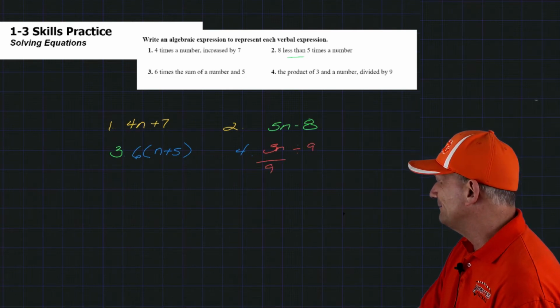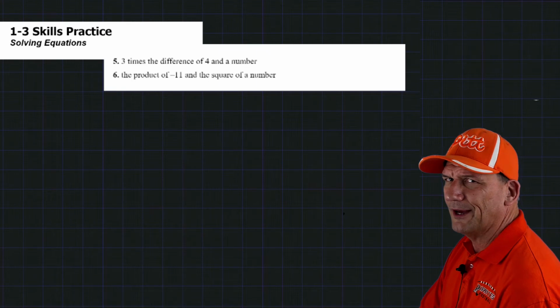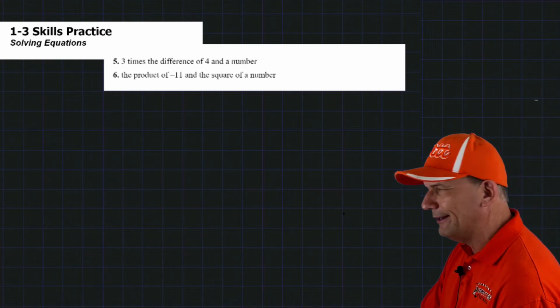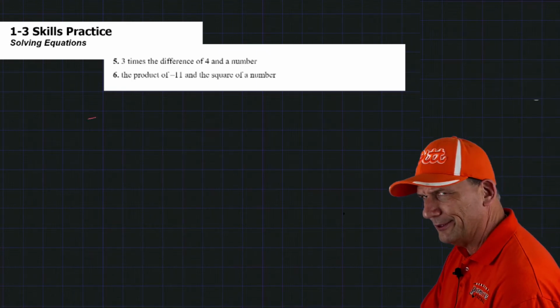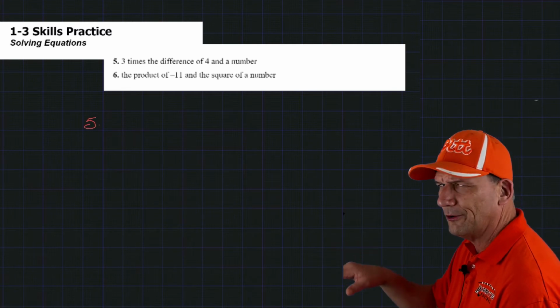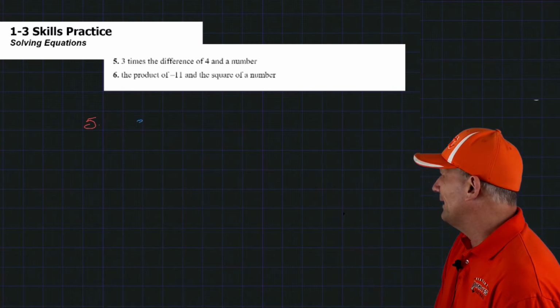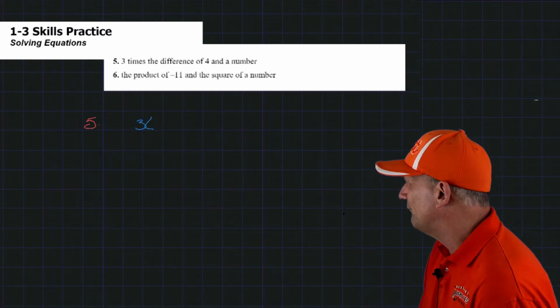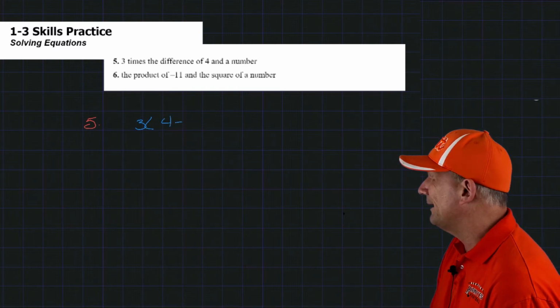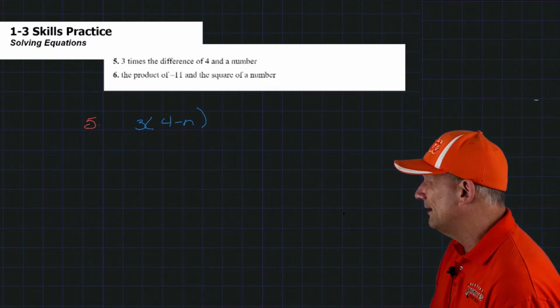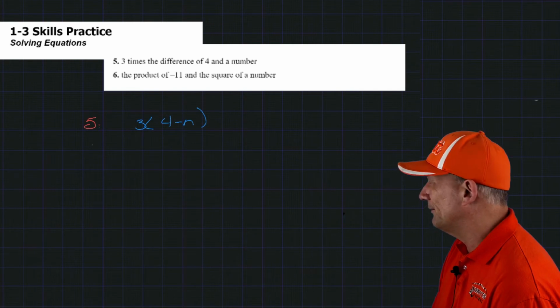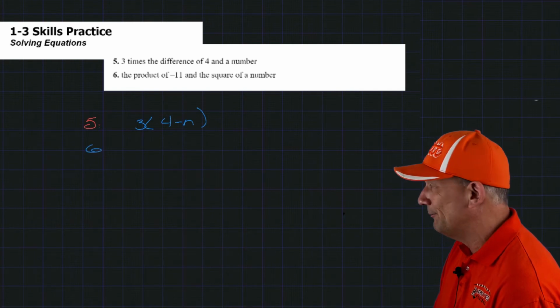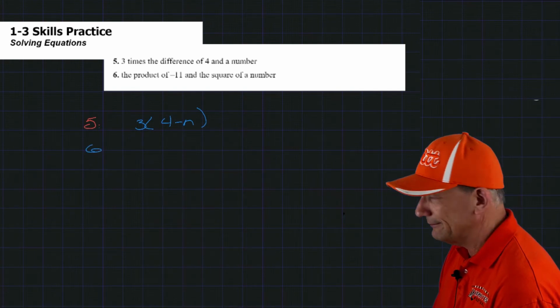Divided by 9. But we don't write the division sign now. We put it as a fraction bar, right? We put a fraction bar over 9. All right, here we go. 3 times the difference of 4 and a number. 3 times the difference, right? So this is going to be 4 minus n, in parentheses, times 3.